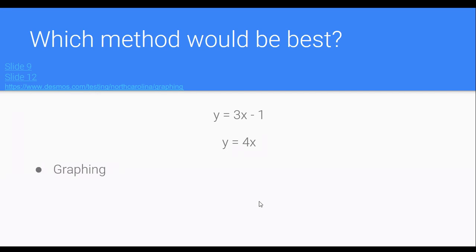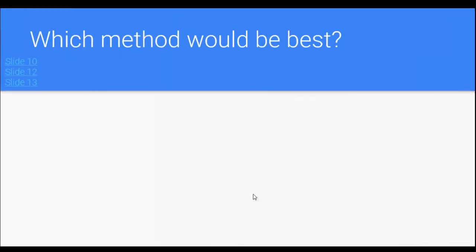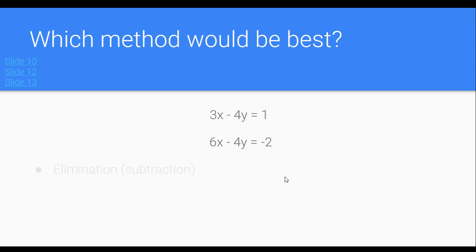Graphing is your best option here because both of these equations are in slope-intercept form, y equals mx plus b. Which method would be best to solve this system? Is it graphing, substitution, or elimination? Elimination is your best option for this system because they're both in standard form. And in this instance, since these two coefficients are exactly the same, we're going to subtract the two equations when it's time to solve.